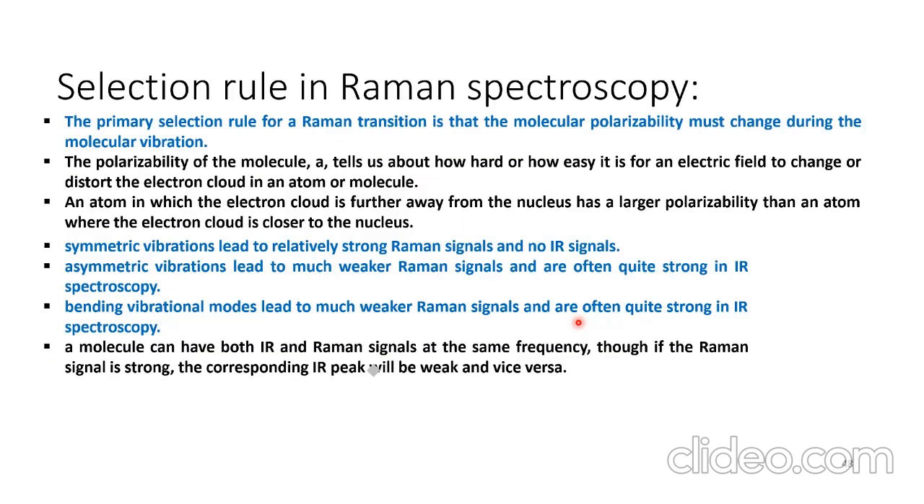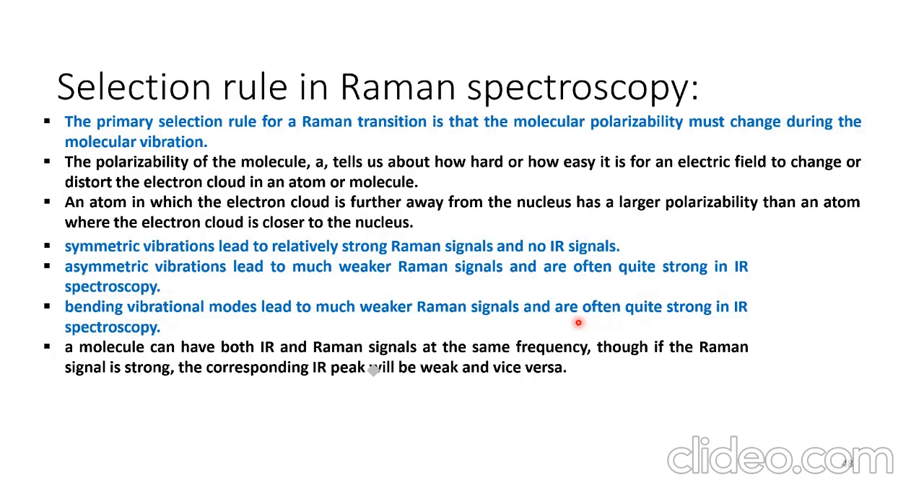Then the selection rule for Raman. The primary selection rule for Raman transition is that the molecular polarizability must change. So it has to change the polarizability to become Raman active. The polarizability of a molecule tells us how hard or easy it is for an electric field to change or distort the electron cloud in an atom or molecule. So, suppose the polarizability is very low, that means the molecules are not getting distorted, the electron cloud is not getting distorted.